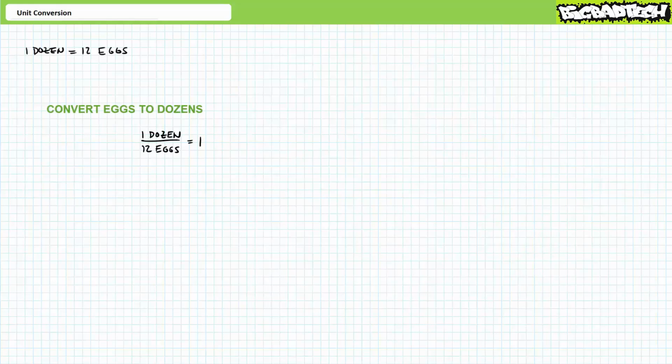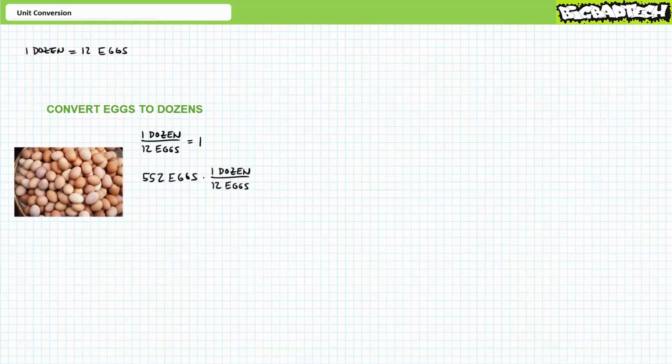If we wanted to convert a given quantity of eggs into an equivalent amount of dozens, one could multiply the quantity of eggs by one, where one is chosen to be 1 dozen/12 eggs. The unit I want, dozens, is on top. The unit I don't want, eggs, is on the bottom. Consider a giant pile of 552 eggs. Let's say we want to know how many dozen egg cartons we need to pack this pile of eggs into for shipment to the store. Multiply by 1. 552 eggs times 1 dozen/12 eggs. Units of eggs cancel out, and we're left with 46 dozen.